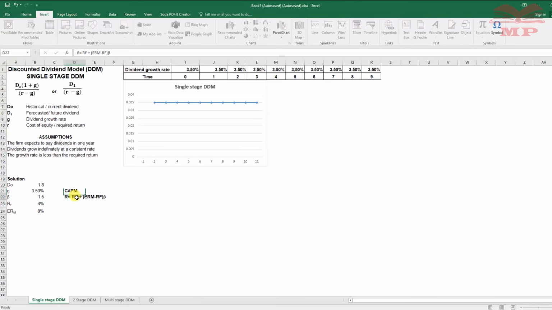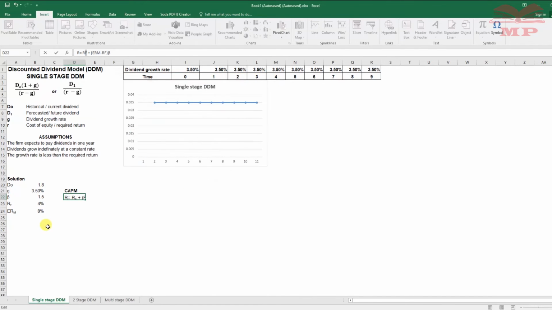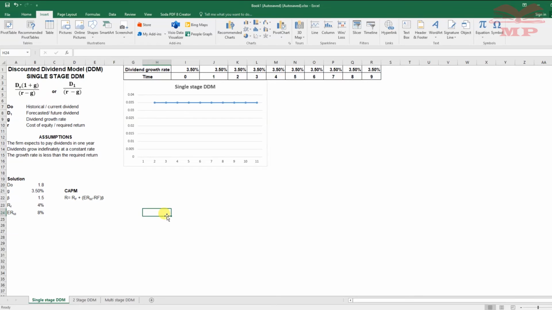That. So this should be, of course, Control B for bold, like that. And of course, editing is just something you'd have to learn to do, like that. So we press Control 1, subscript, let's press subscript there. And then also RM, M should also be subscript. So Control 1, then you come to subscript, like that. Then you press OK, and our formula is done.